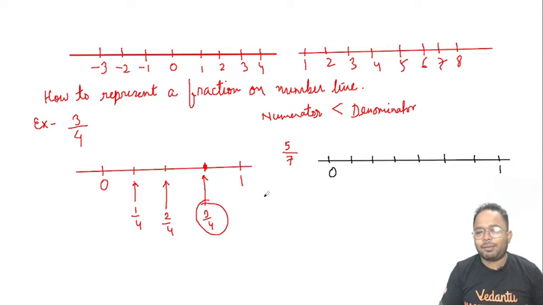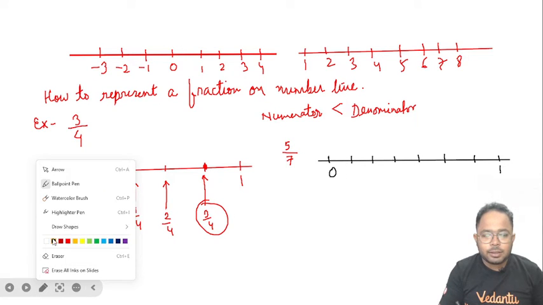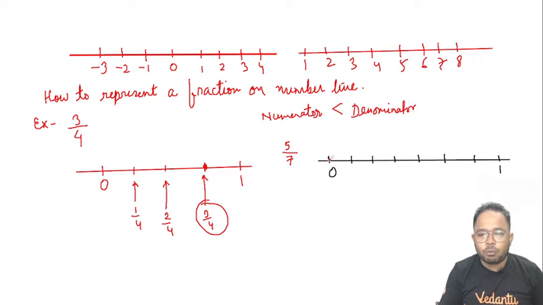Now out of that we have to find 5 by 7. How can we see which one is 5 by 7? If you go from 0, then 1 by 7, 2 by 7, 3 by 7, 4 by 7, and yes, we get this point to be 5 by 7.